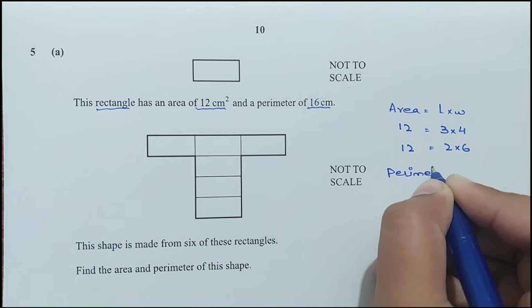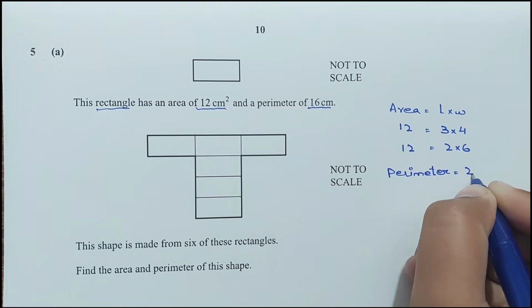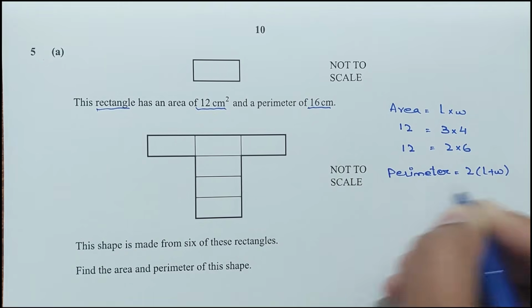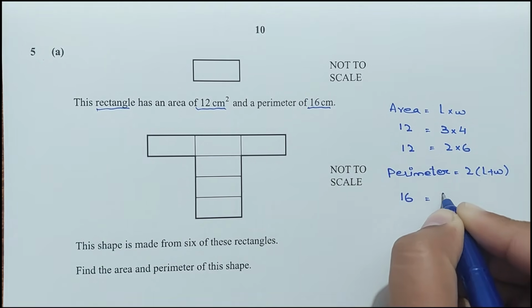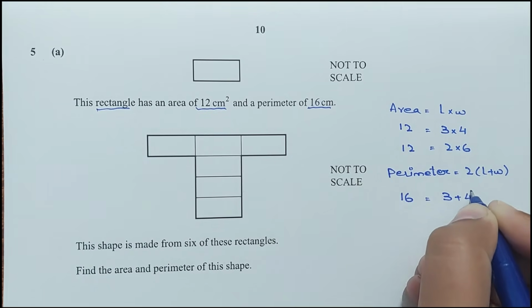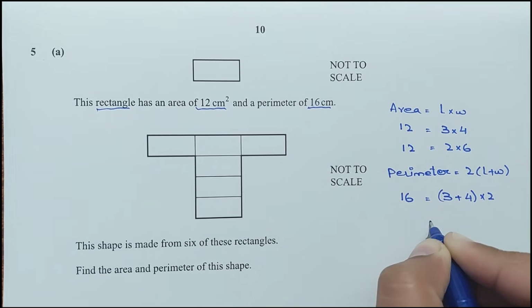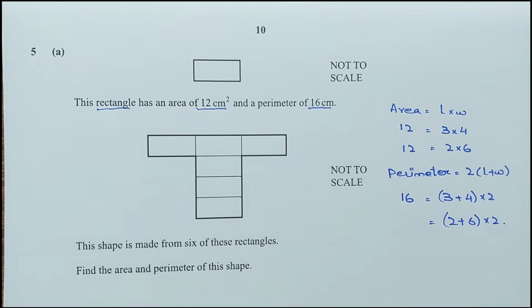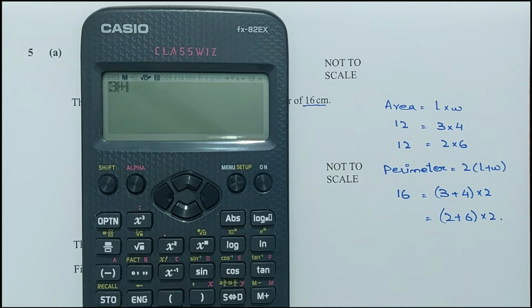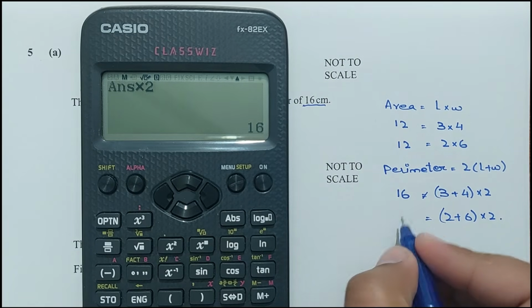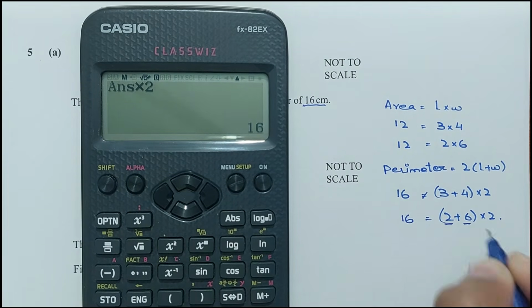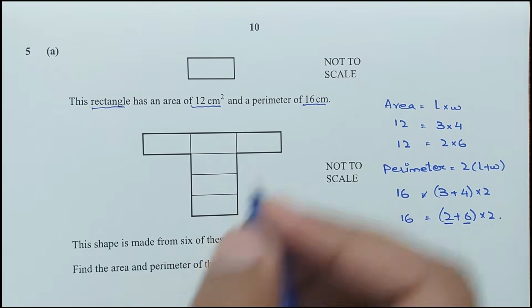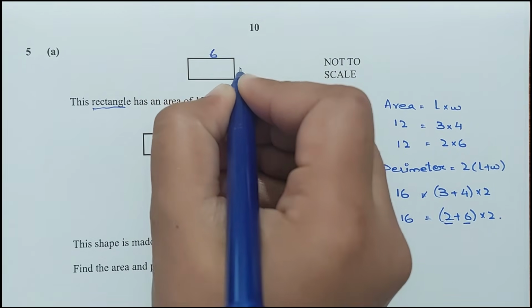So perimeter of a rectangle is the sum of all sides. So 2 times length plus width, we can say. Perimeter is 16. If I take 3 plus 4 and times by 2, or we can take 2 plus 6 and times it by 2. Let me check. 3 plus 4 times by 2, this is not 16. And 2 plus 6 is 8, and 8 times 2 is 16. Yes. So the dimensions of the rectangle are 2 and 6. This is 6 and this is 2, right?